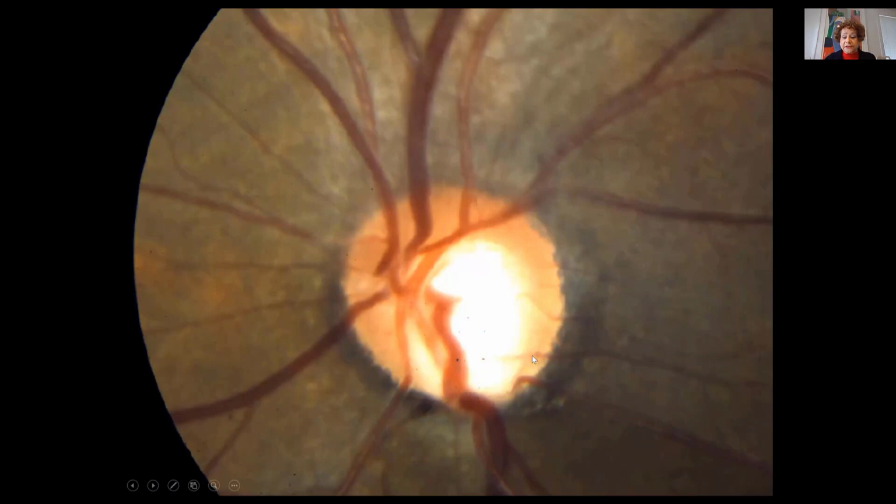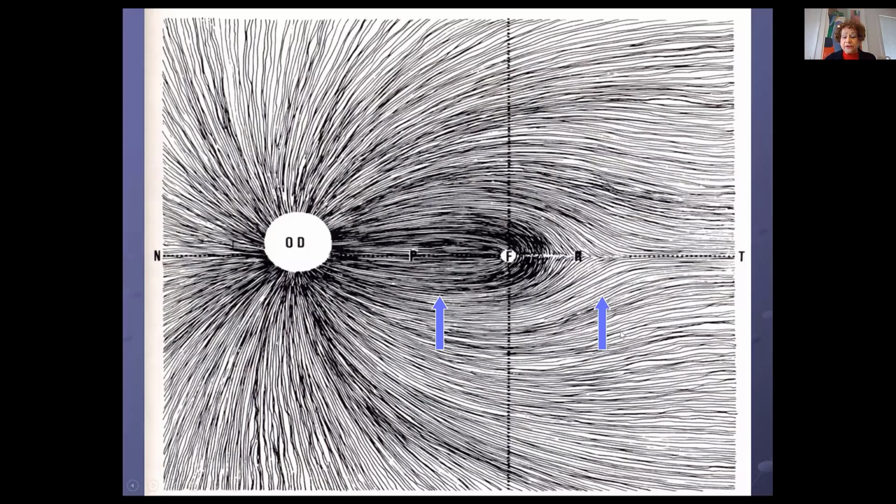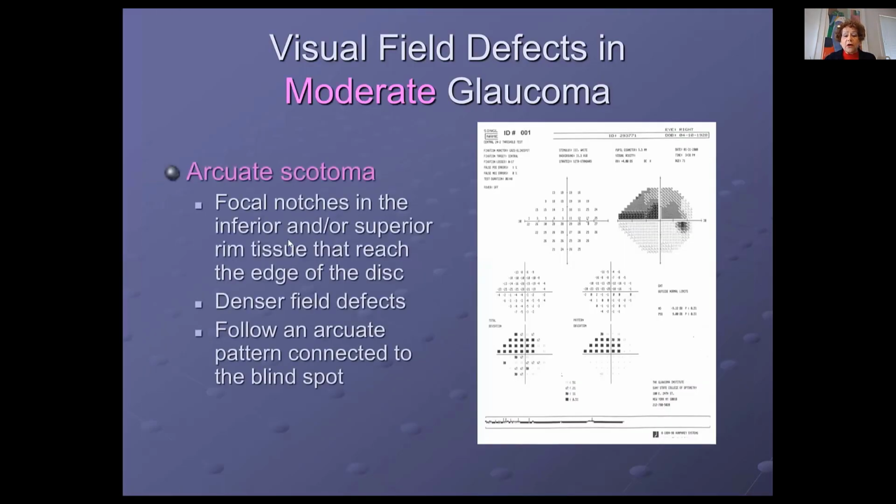As glaucoma continues to progress, we have thinning, more extensive thinning, in this case of the inferior rim, and more of these axons are affected. As these axons are affected, we begin to get, in moderate glaucoma, arcuate scotomas. And also these scotomas may become denser as more axons become involved, and they often connect to the blind spot.